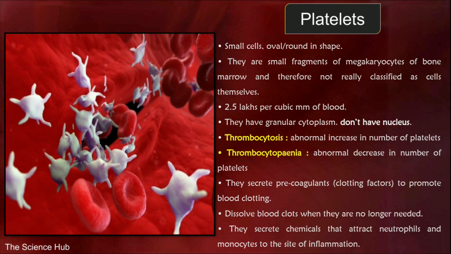Platelets secrete precoagulants, which are nothing but the clotting factors, to promote blood clotting. Platelets also dissolve blood clots, which are no longer needed. They secrete chemicals that attract neutrophils and monocytes to the site of inflammation.